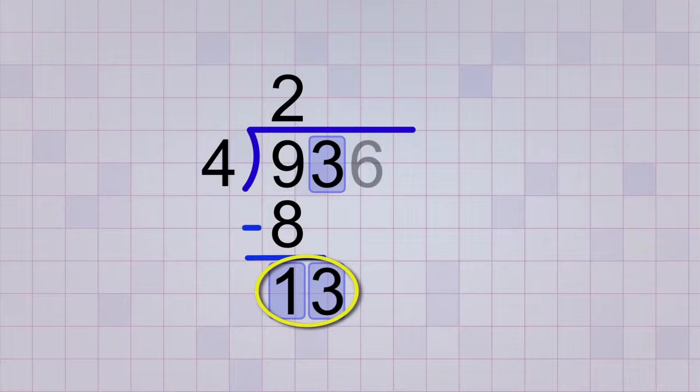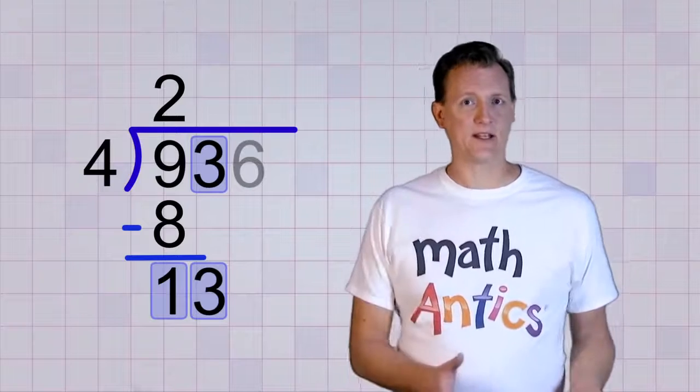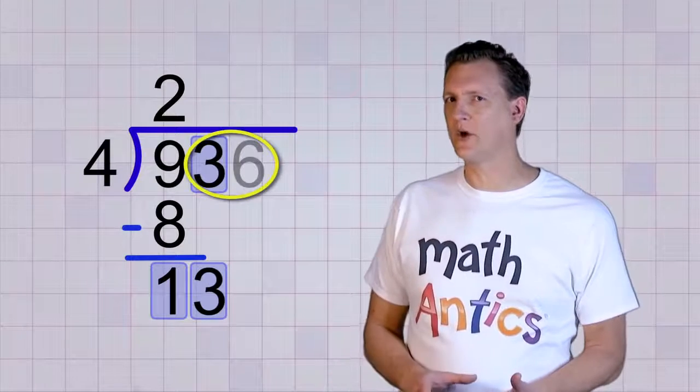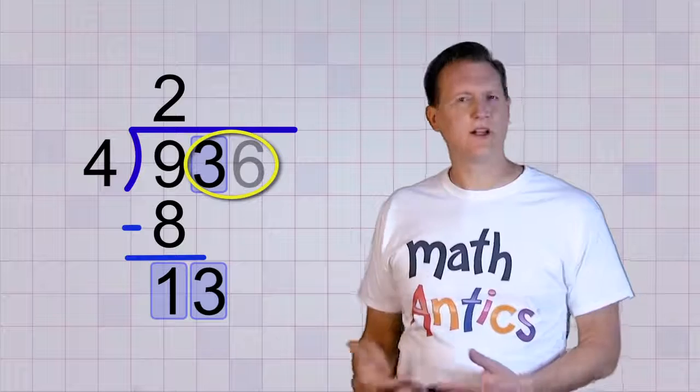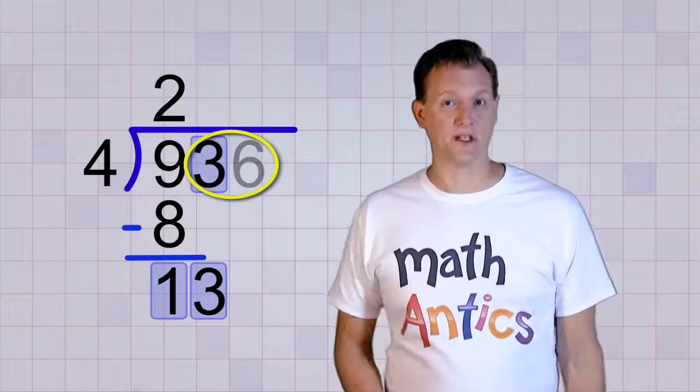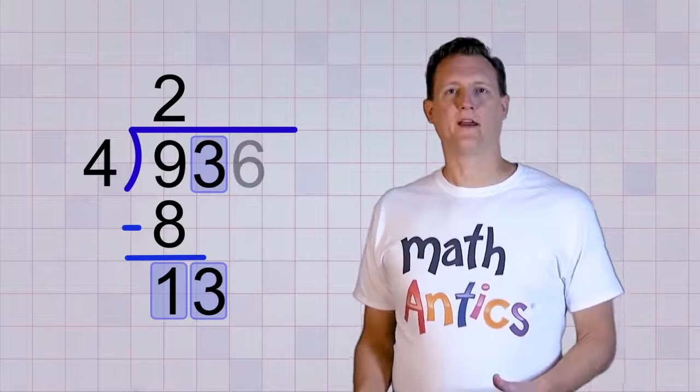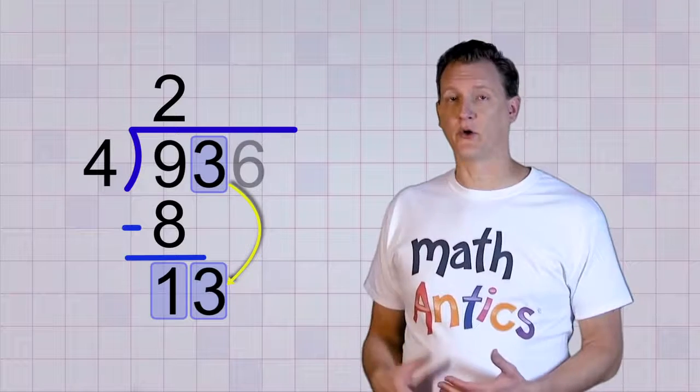It's kind of like our remainder is teaming up with the next digit over. And if you think about it, that makes sense, because the digits that we were ignoring during our first division step really are part of the remainder because we still need to divide them. Okay, so bringing down that next digit makes our remainder bigger.